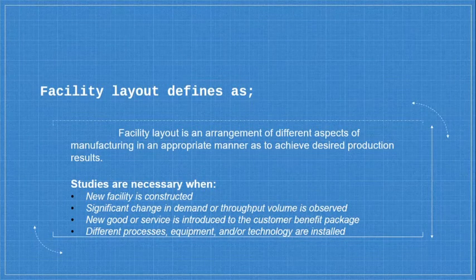So, for an organization to have an effective and efficient manufacturing unit, it is important that special attention is given to facility layout. So, facility layout is defined as an arrangement of different aspects of manufacturing in an appropriate manner as to achieve desired production. So an effective facility ensures that there is a smooth and steady flow of production materials, equipment, and manpower at minimum cost.